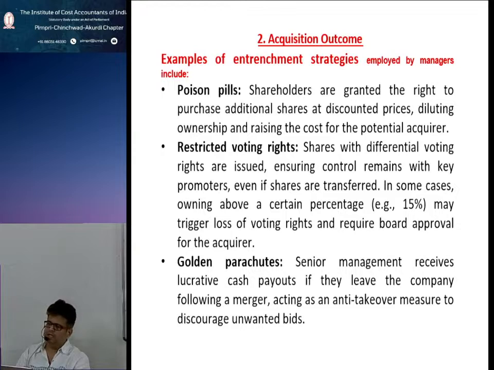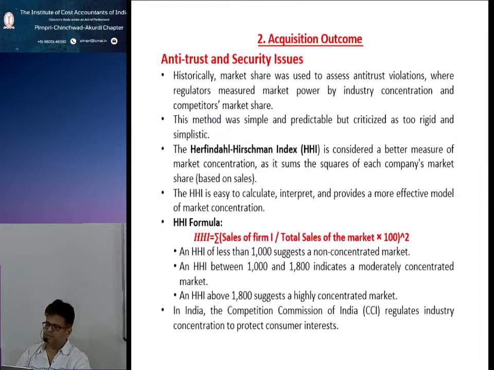Restricted voting rights include shares with differential voting rights being issued, ensuring control remains with key promoters even if shares are transferred in some cases. Owning above a certain percentage, for example 15%, may trigger loss of voting rights and require board approval for the acquirer. Golden parachutes is another strategy wherein senior management receives lucrative cash payouts if they leave the company following a merger, acting as an anti-takeover measure to discourage unwanted bids.